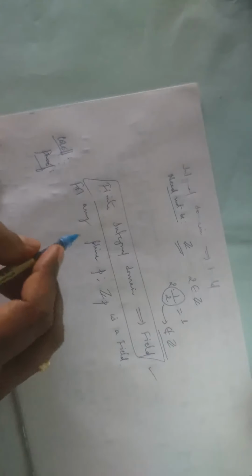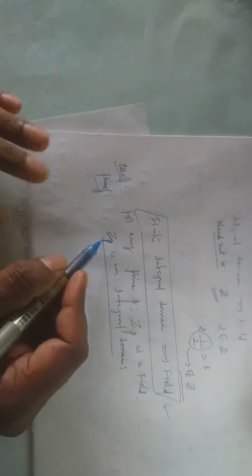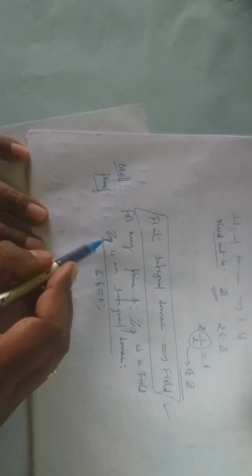Why? The proof is easy. ZP is an integral domain. How to show that ZP is an integral domain? Of course, it's a commutative ring with identity. You just need to show it doesn't have any zero divisors. That is, let A bar times B bar be equal to 0. If it is 0, it means it's a multiple of P.